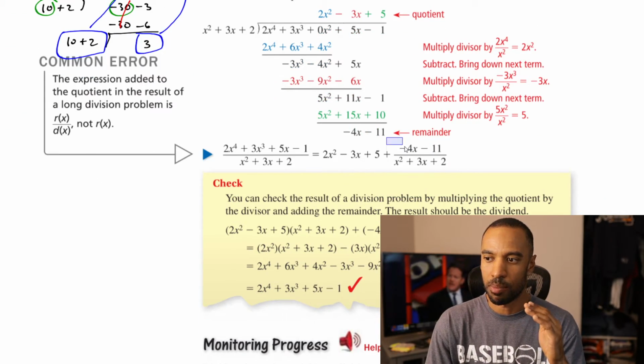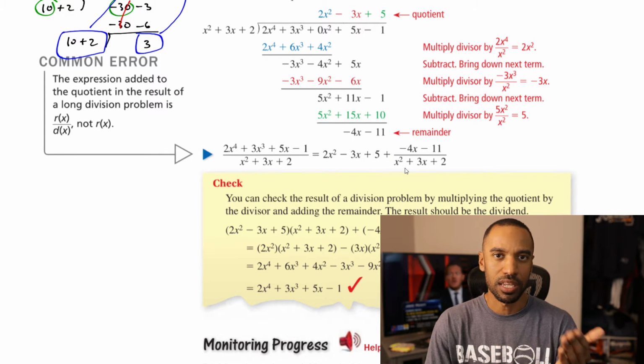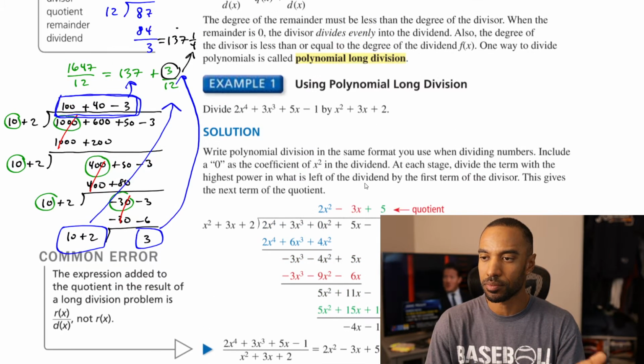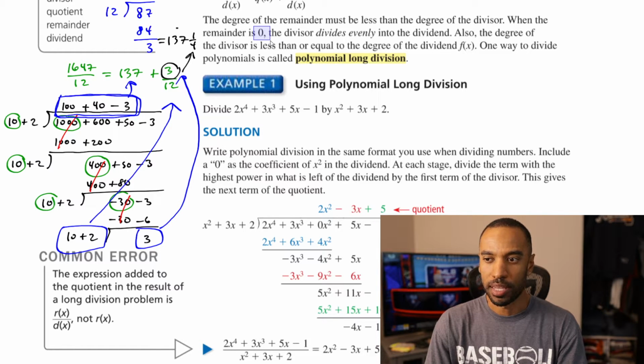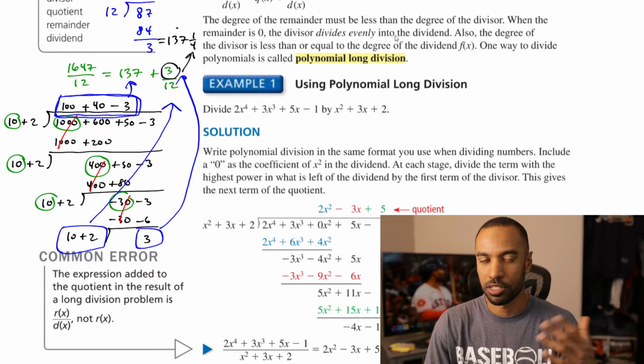When you see a remainder, this answer right here is degree 1, and this is degree 2. It needs to be smaller. It can't be degree 2, otherwise we would have been able to divide. When the remainder is 0, the divisor divides evenly into the dividend. That means it's a perfect division, right?